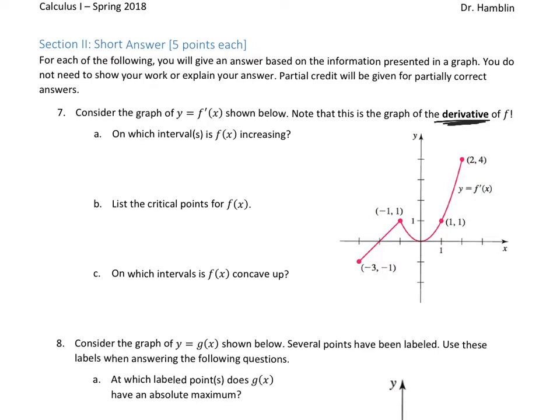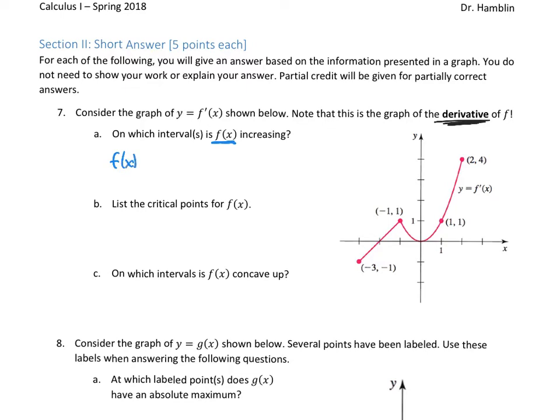So if we look at part A here, we're asked on which intervals is f of x increasing. So that is not asking where is this graph that we see increasing, because this graph that we see is f prime. If we want to know where f is increasing, what we need to realize is how to translate that information from a question about f to a question about f prime.